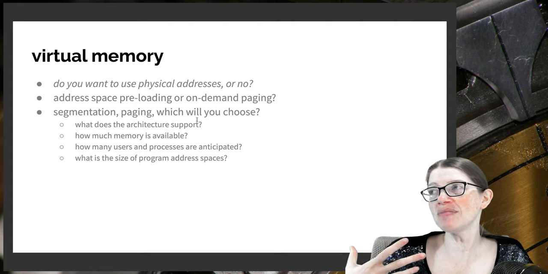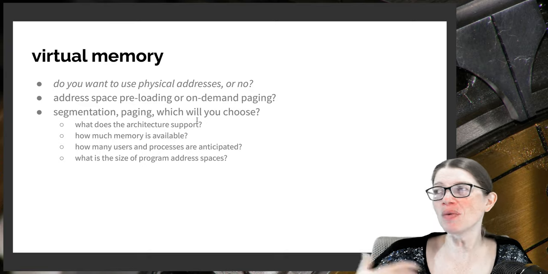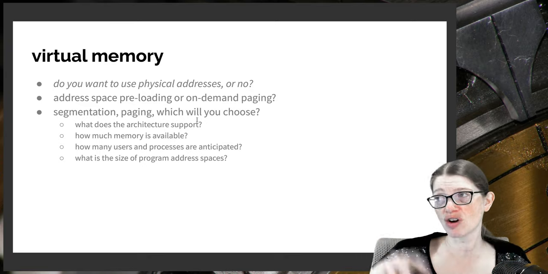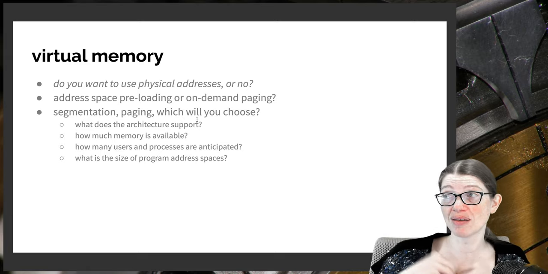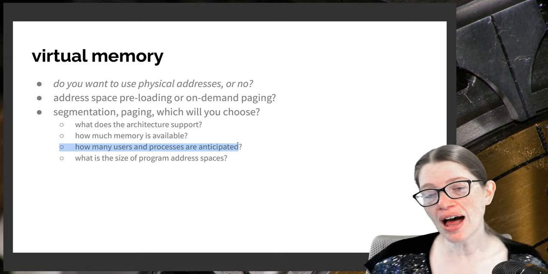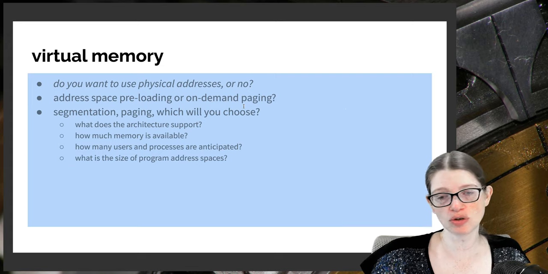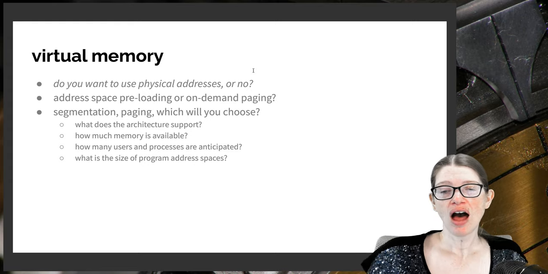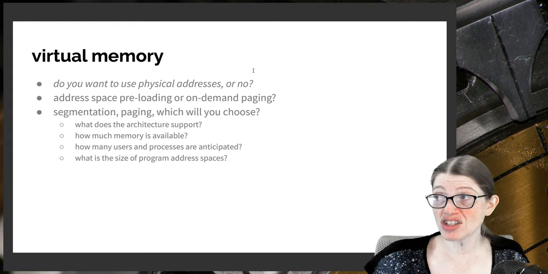So this concept of abstracting physical memory wasn't really a big deal because you didn't have multiple processes trying to share physical memory at the same time. Are you going to use virtual memory? And if you do choose to use virtual memory, there's lots of decisions you have to make. Such as what implementation are you going to use?